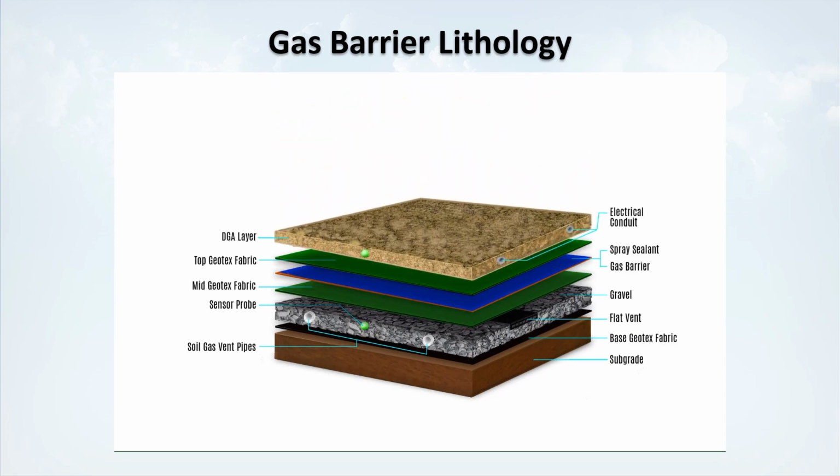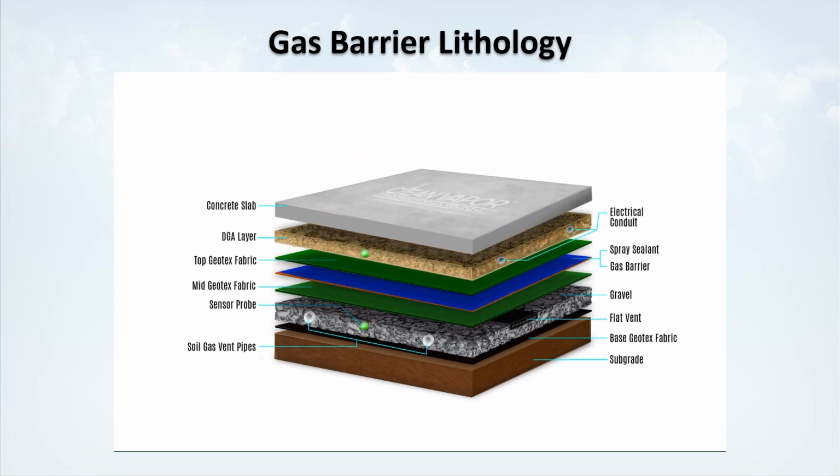And here's where it gets a little tricky, because you want to have a DGA layer, that's dense graded aggregate. That's where you can run your electrical conduits and other things. It also allows you to make repairs much easier. Now, there are some states out there that want to have both pressure differential readings from below and above the barrier, as well as chemical samples from above and below that barrier. And we try to make the point that the slab is part of the barrier system, and then they come back and say, no, it's actually the vapor barrier.